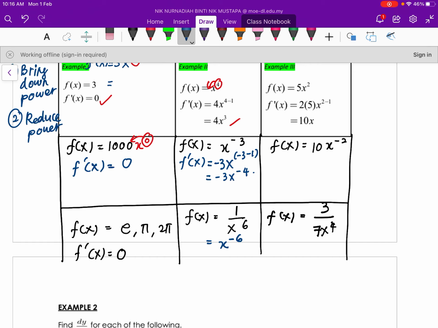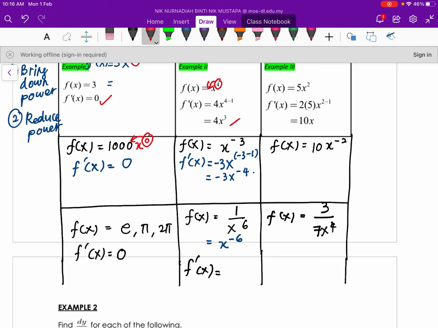Bring down power, reduce power. That will become your song-in-head syndrome for today. Bring down power, reduce power.